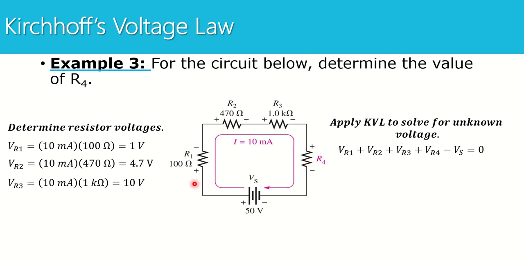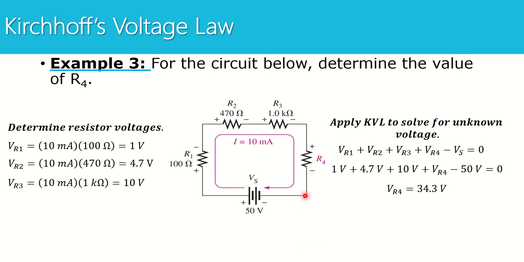So here's my KVL equation. I'm going to start right here. I'm going to go plus the voltage for R1, plus the voltage for R2, plus the voltage for R3, plus the voltage for R4, minus my source voltage has to equal 0. And then I'm going to plug in what I know. I know VR1, I know VR2, I know VR3, I don't know VR4, and I know the source voltage. Using some algebra, you can solve that to get VR4. We know that this voltage plus this voltage plus this voltage plus this voltage has to equal 50. So you can use some algebra to figure out what's the missing voltage.